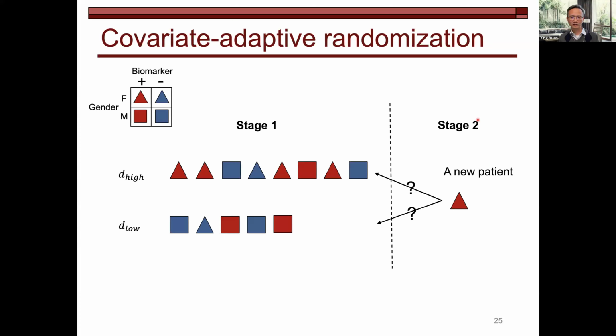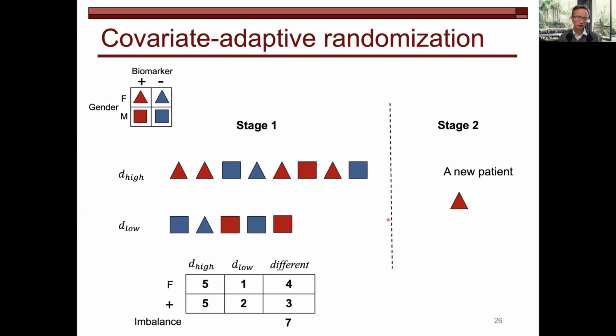Now there is a stage 2 patient to randomize. We have a new patient, who is a female, biomarker positive. How do we randomize this patient? We can randomize to high dose or low dose.